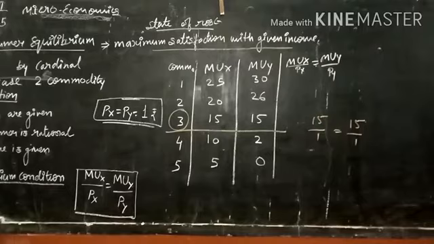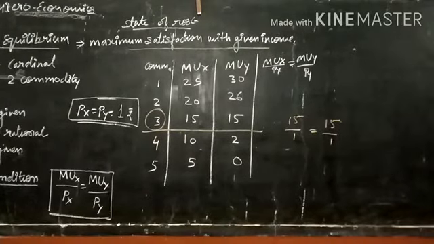In this example, the consumer is consuming equal quantities of X and Y. But in other examples or conditions, the quantities of X and Y may differ. For example, the consumer can consume 2 units of X and 4 units of Y, and in that condition he can also be in equilibrium, as long as MUX upon PX is equal to MUY upon PY.